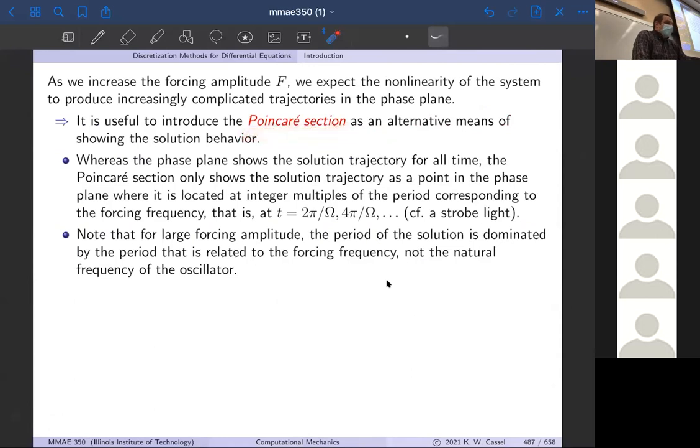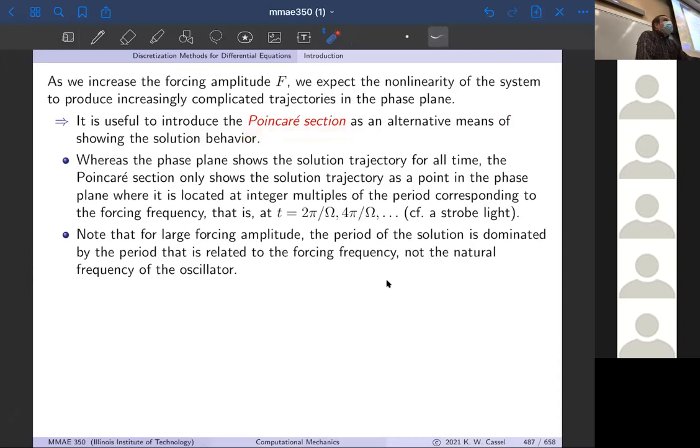Again, French. It's not the Poincaré section, it's the Poincaré. Poincaré. Henri. Not Henry. Henri. Henri Poincaré. Yeah. Work on your French, Castle.